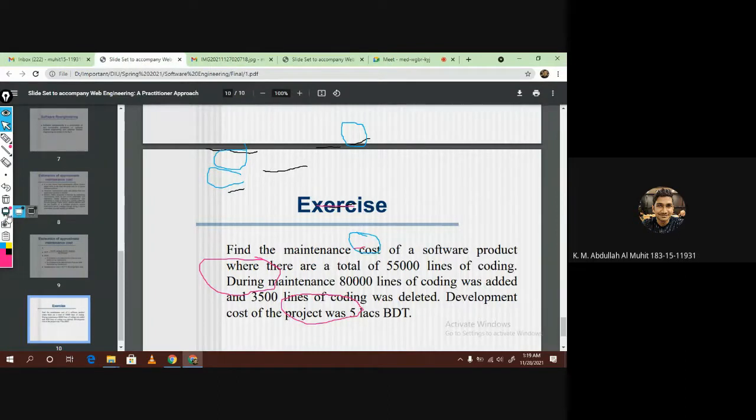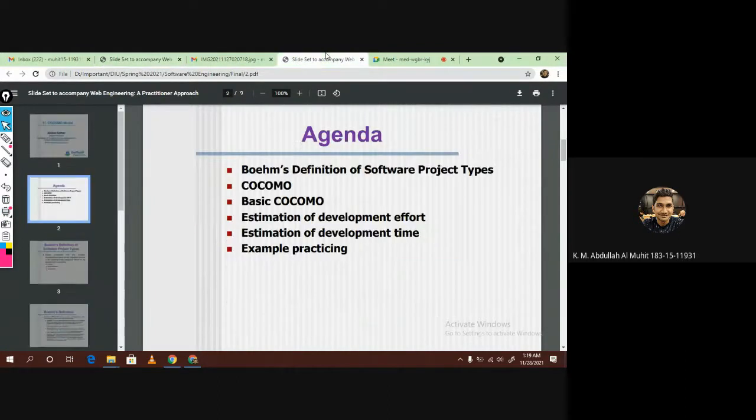In the next video, we're going to have a look at the COCOMO model. Here we'll learn Boehm's definition of software project types, COCOMO, and basic COCOMO, and then we'll try to find out the estimation of development effort and also the estimation of development time, and we'll practice one example.